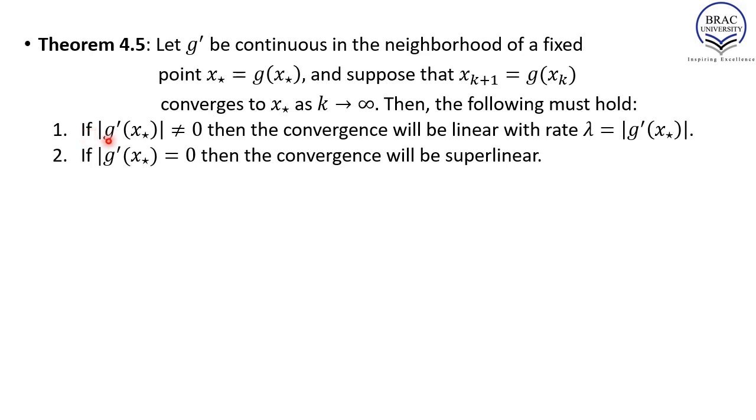First, if the absolute value of g prime at x star is not equal to 0, then the convergence will be linear with the rate lambda equal to the absolute value of g prime of x star. And second, if g prime at x star is 0, then the convergence will be superlinear. This is the fastest convergence.